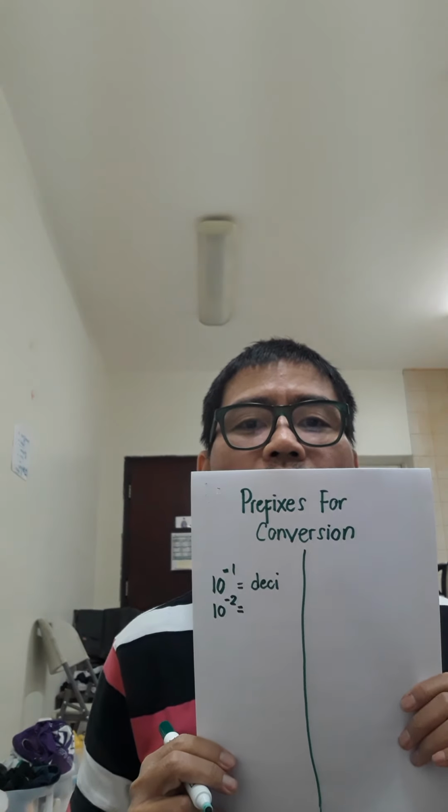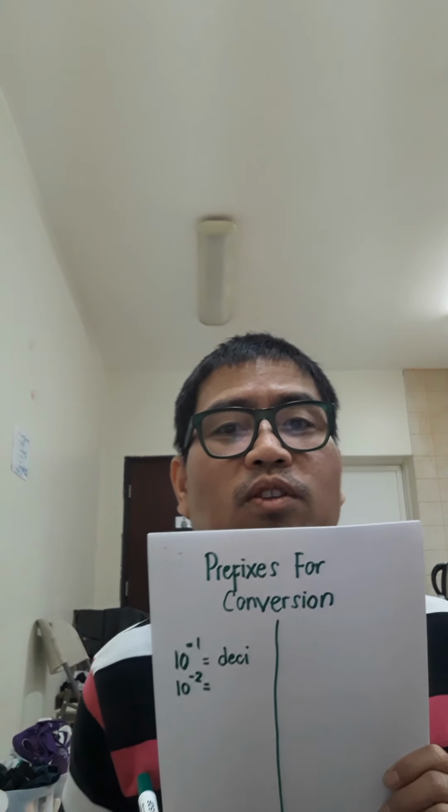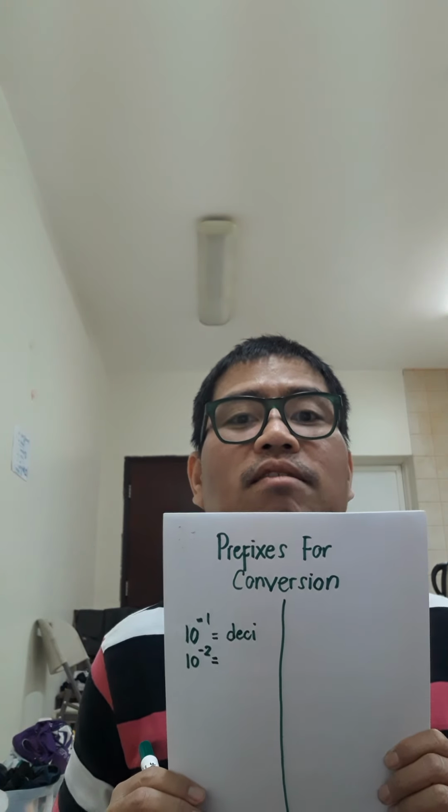Okay, 10 to the negative 2 will be centi. That's why we have 100 centimeters equals 1 meter. So that means centi. Okay, negative 2.